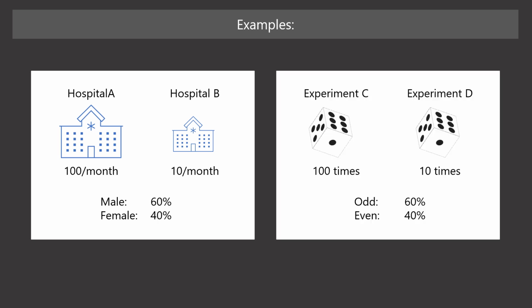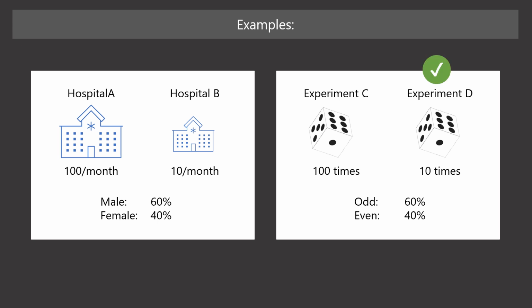Let's see a simpler example. Suppose we will implement two experiments. Experiment C is throwing a die 100 times. Experiment D is throwing a die 10 times. In this case, which experiment has the higher possibility that 60% of the pips are odd numbers?